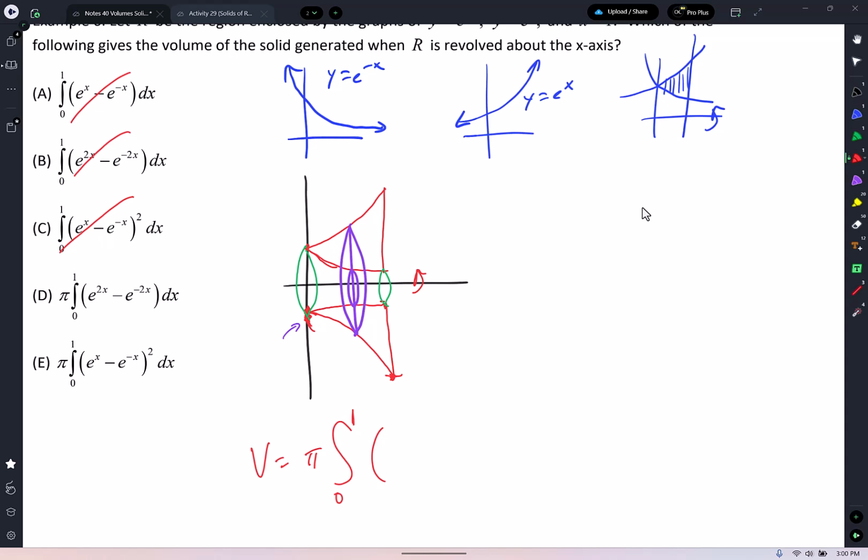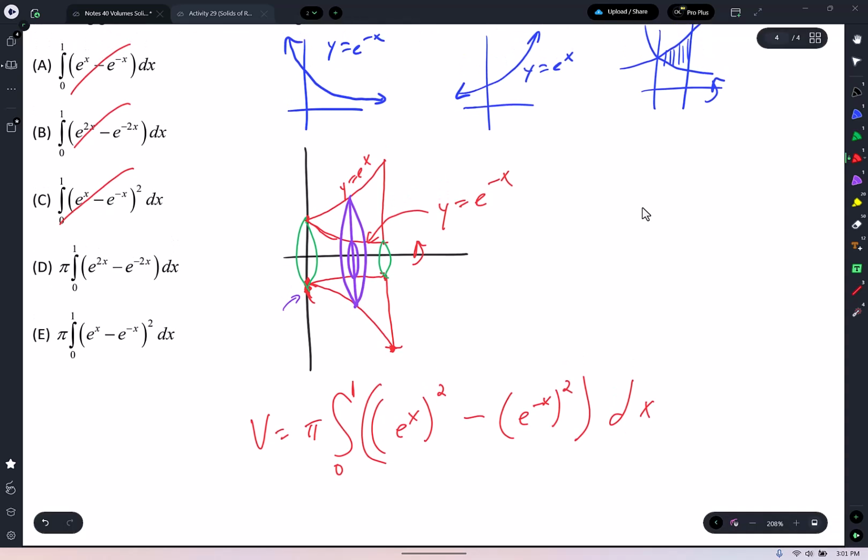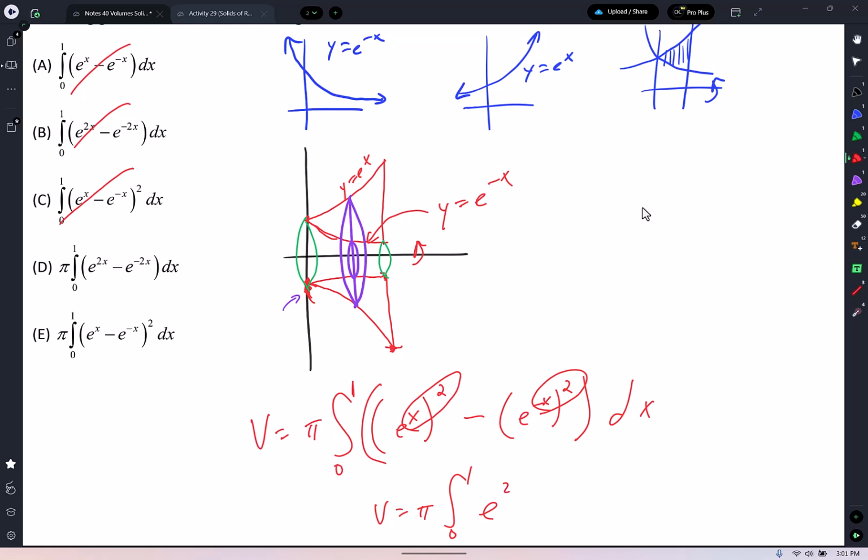From the x-axis to the top of that top curve is y equals e to the x. So (e to the x) squared, minus, the little r squared is from the x-axis to that little curve down here, which is y equals e to the negative x. So (e to the negative x) squared, dx. By the law of exponents, an exponent raised to an exponent, you multiply them. So here's what you have. Volume equals pi integral 0 to 1 of e to the 2x minus e to the negative 2x dx.